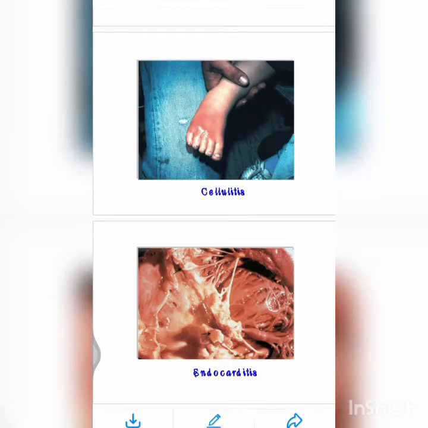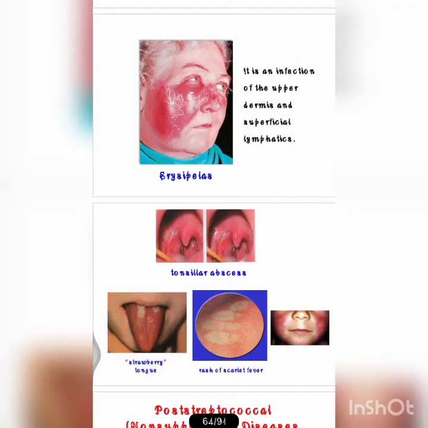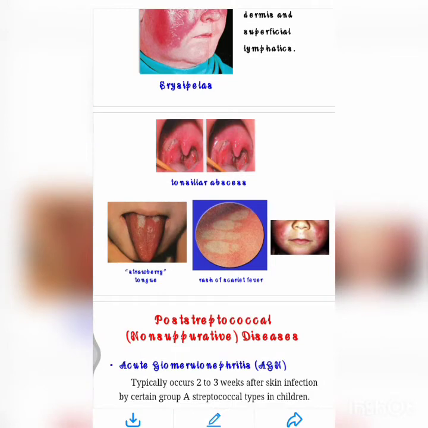Sometimes when this reaches the bloodstream and also enters the endocardium and cardiac system, it can form an infection. And here is erysipelas, an infection of the upper dermis and superficial lymphatics. The tonsillar abscess and strawberry tongue, that is a rashy tongue, and the rash of scarlet fever, and also here are examples of some scars.